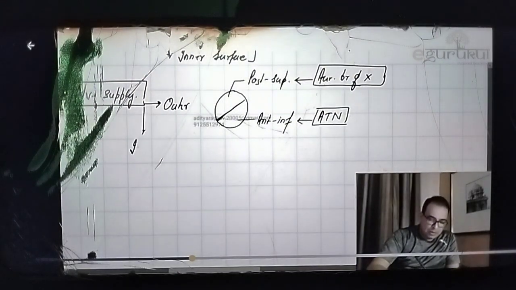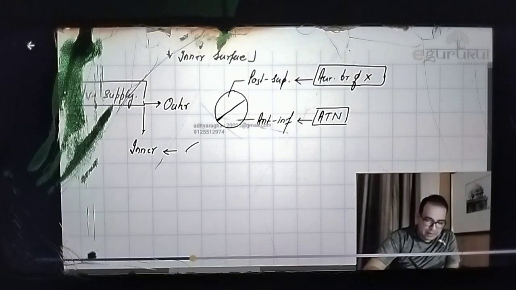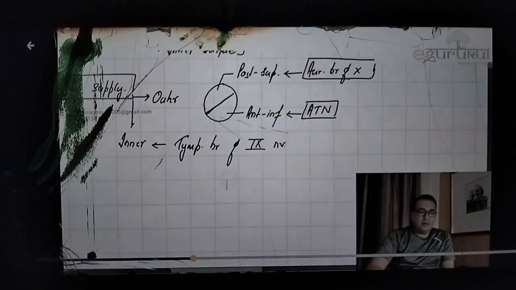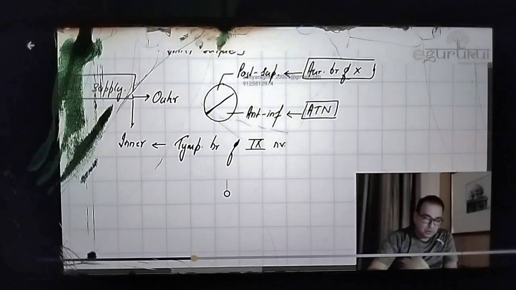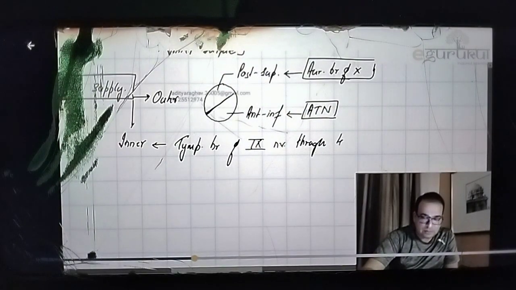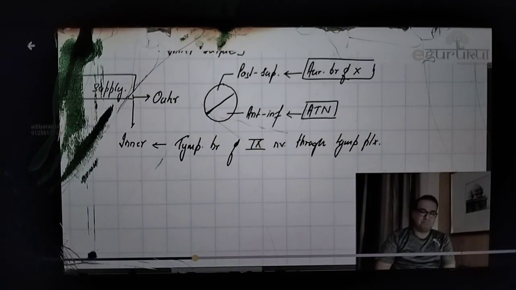What about the inner surface? The inner surface is supplied by the tympanic branch of the glossopharyngeal nerve. You remember, guys, when we talked about the ninth nerve, we said the ninth nerve goes into the middle ear cavity and forms a plexus on the promontory, which is called the tympanic plexus. That is the one which gives our branch. Tympanic branch of glossopharyngeal nerve through the tympanic plexus. So that's the overall nerve supply of the tympanic membrane.